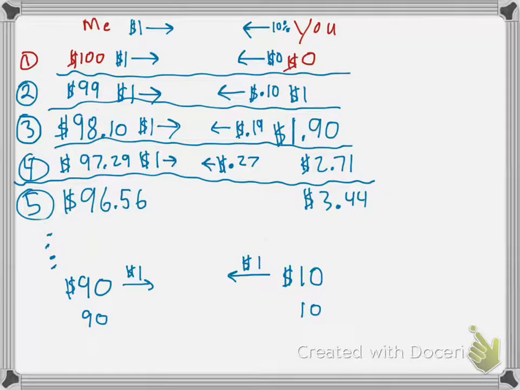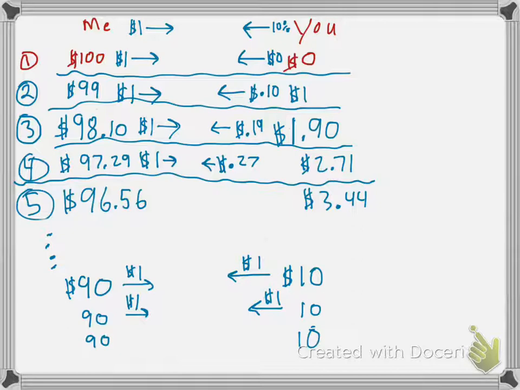Now, what about on this day? Well, I'm going to give you $1, you're going to give me $1, and what would end up happening is I would end up with $90, you would end up with $10. And I hope you see that once we get to this point, we can do this forever, and I will always have $90, and you will always have $10. This is the point in which equilibrium has been achieved.